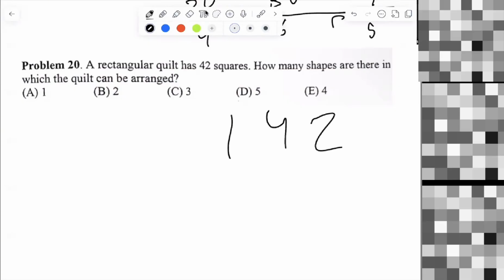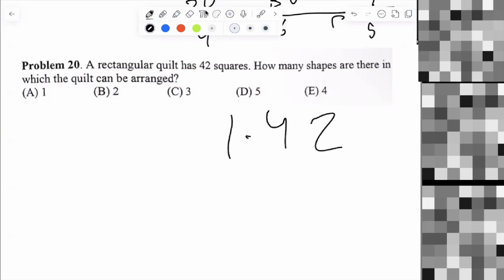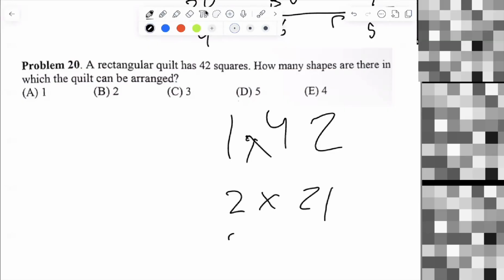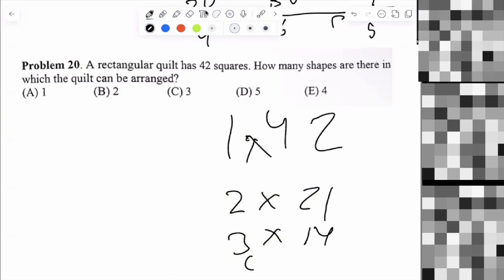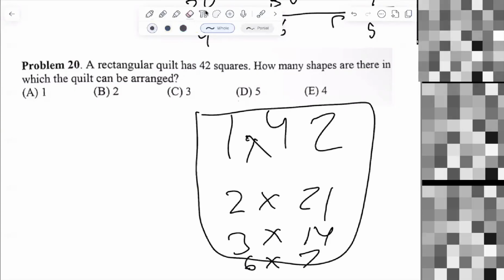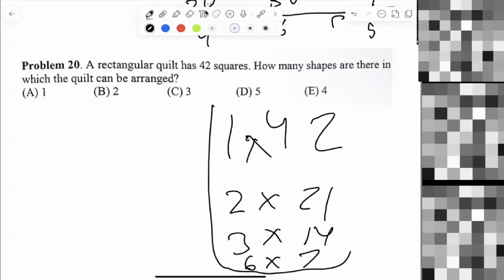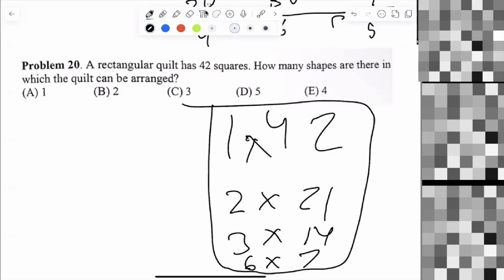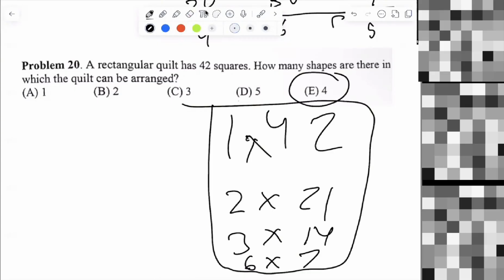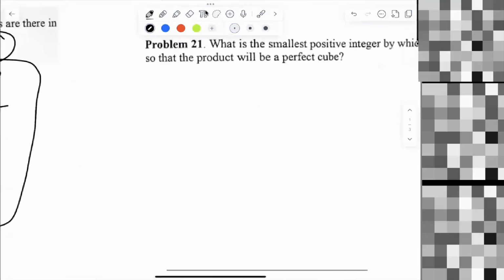So one way to do this is 1 times 42. Another way is 2 times 21, 3 times 14, and lastly 6 times 7. Alright? These are all the possible ways. And from there, you get 4 possible ways, so the answer is E, because that's the number of ways we can make shapes in which the quilt can be arranged.